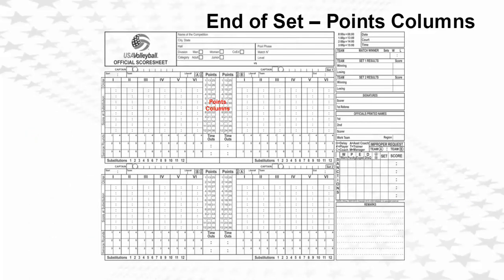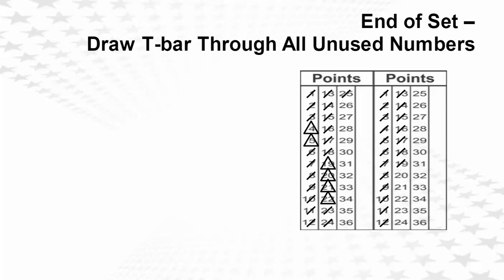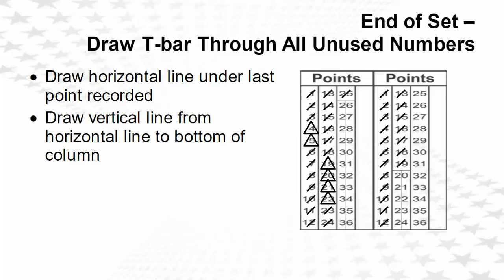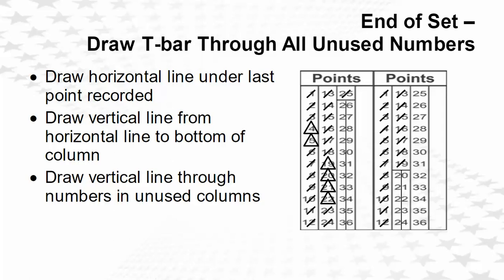The next thing to do is to close out the points column for each team. To finish the points column, draw a T-bar through all unused points for both teams. Do this by placing a horizontal line across the column underneath the last point recorded. Then, draw a vertical line through the numbers from the horizontal line to the bottom of the column. Lastly, for each unused column containing a number, draw a vertical line through the numbers from top to bottom of the column.